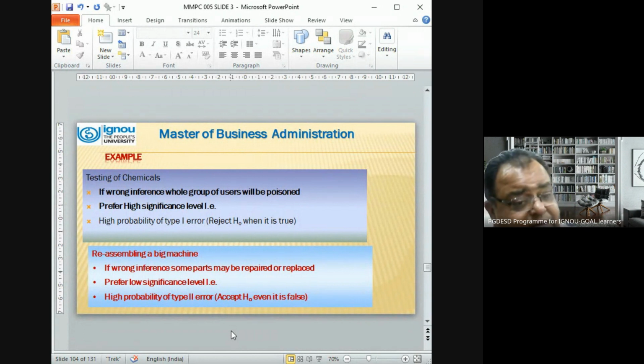Second problem is reassembling a big machine. If wrong inferences are drawn, some parts may be repaired or replaced. Prefer a low significance level and a high probability of type 2 error. Accept H0 even if it is false.